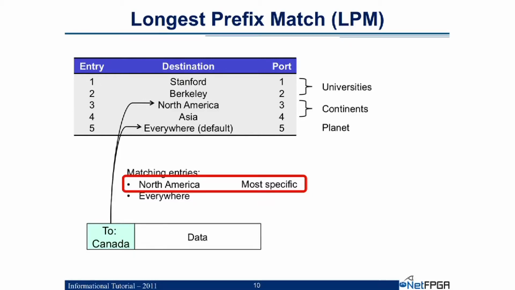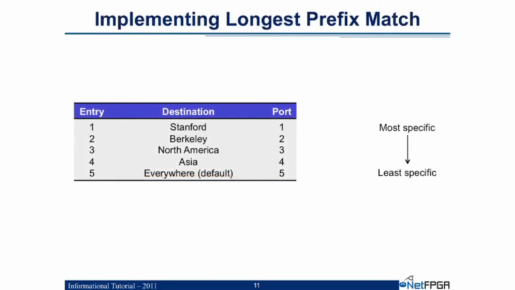Longest prefix match can be implemented using a number of mechanisms. One simple mechanism is to sort the entries from most specific to least specific, and place these entries in a table. Linear search can then be performed using this table, since the most specific entries always appear before the least specific entries. If you look at the table on this slide, you'll see that I have sorted the entries in this manner, allowing a linear search. Other mechanisms exist that allow matches to be identified with fewer comparisons.